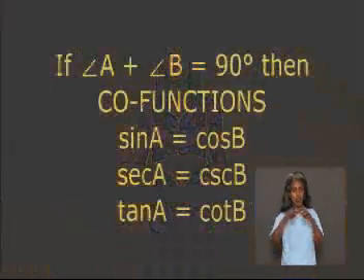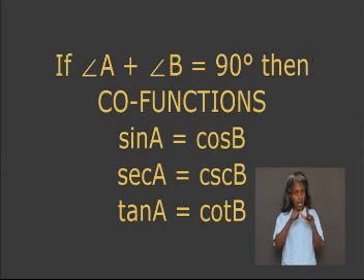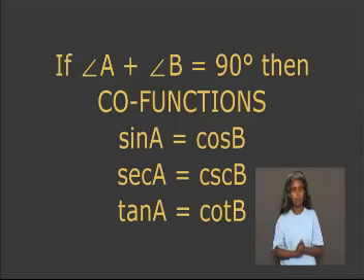Let us also remember that a cofunction equals its companion on a complementary angle. This means that the cosine of an angle equals the sine of its complementary angle. In the same way, the cotangent is the cofunction of the tangent, and the cosecant is the cofunction of the secant. Simple. Let us find out how to apply this concept.